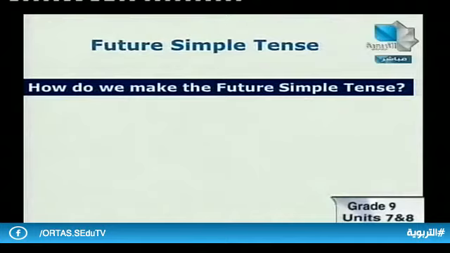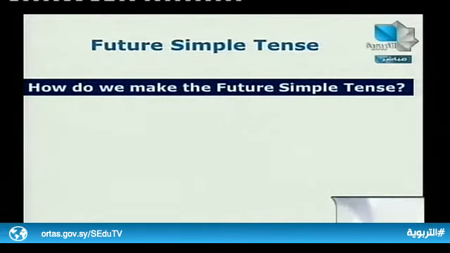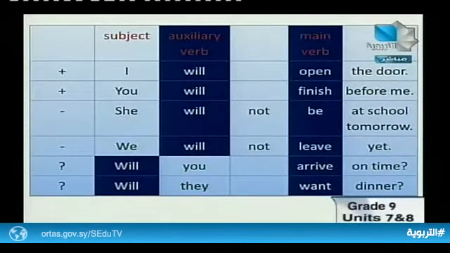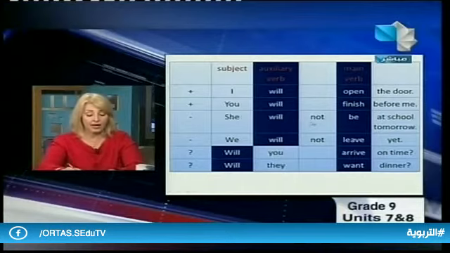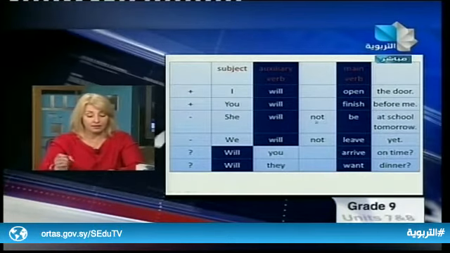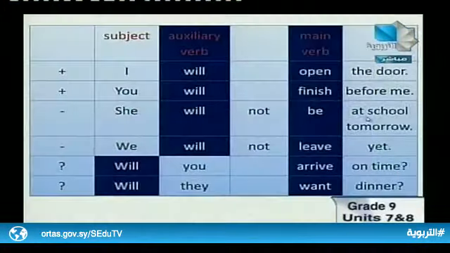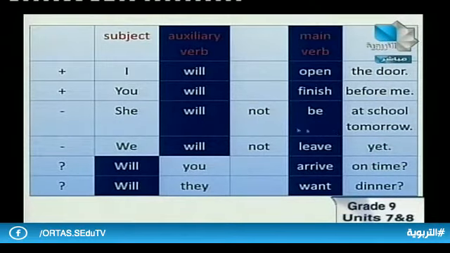I will open the door. Or you will finish before me. And even with the third person singular, we still use will. She will not be at school. This is the negative form, so we add not after will, and the main verb is always the infinitive. We will not leave yet.